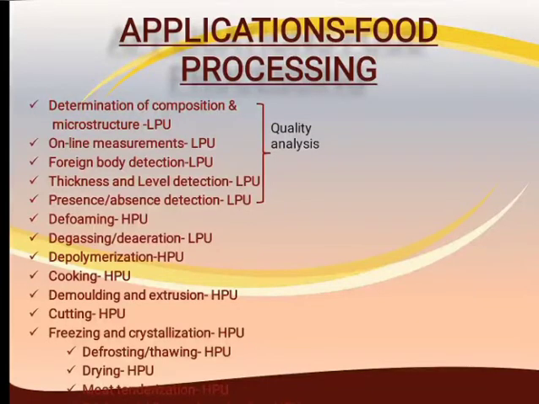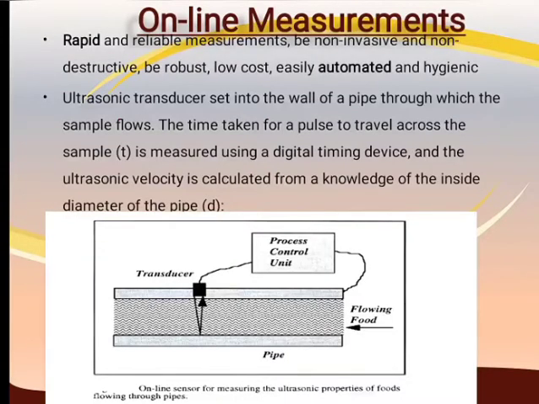So there are several applications of ultrasound in food processing. You can see it. We will discuss one by one all this. So let's begin with the online measurement. The rapid and reliable measurement should be non-invasive and non-destructive, robust, low cost, easily automated and hygienic. Ultrasonic transducer set into the wall of the pipe through which the sample flows. The time taken for a pulse to travel across the sample t is measured using a digital timing device, and ultrasonic velocity is calculated from knowledge of the inside diameter of the pipe. So you can see the picture attached here.